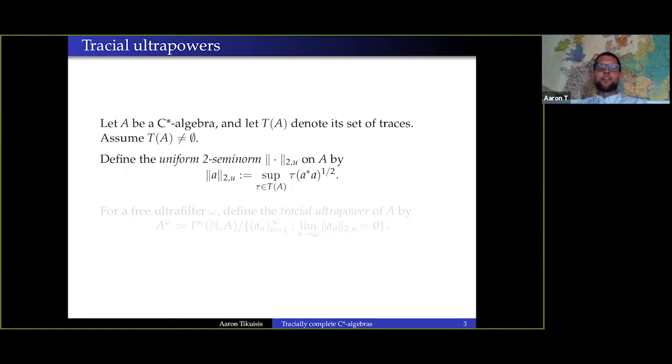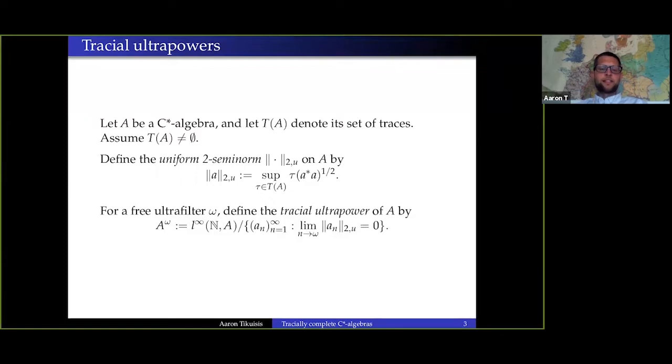We define what we call the uniform 2-seminorm on the C-star algebra as follows. The 2,u seminorm of a is the supremum over all traces of the trace of a star a, and then you take the square root of that. If you did this with just one trace, you get what's commonly called the 2-norm associated to that trace. It comes up in the GNS representation, that sort of thing. So this is just doing the same thing, but you take the supremum over all traces, and that's the uniform bit.